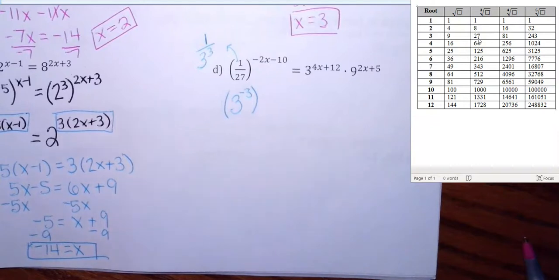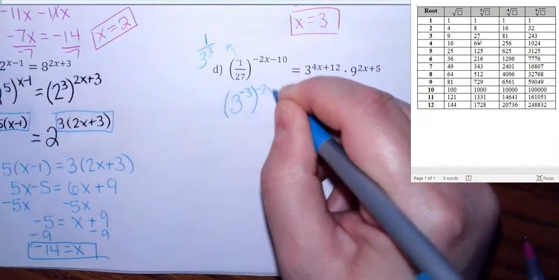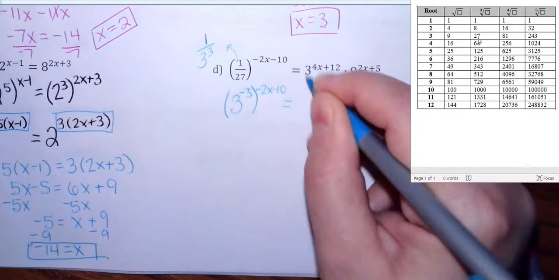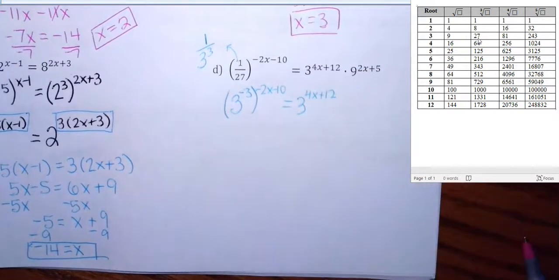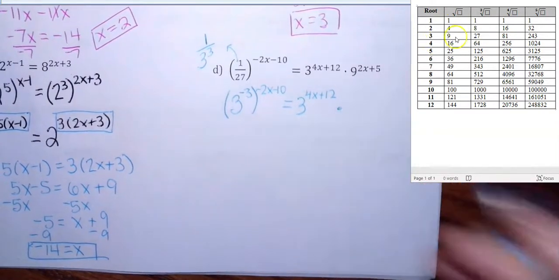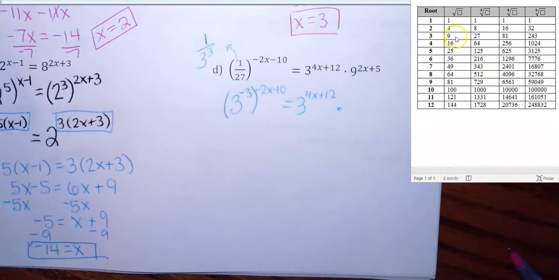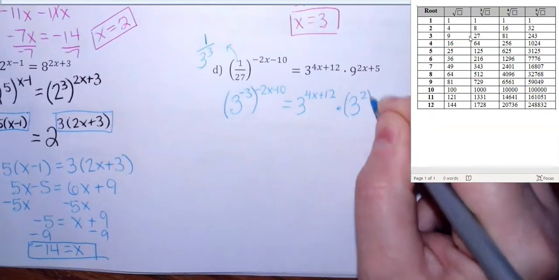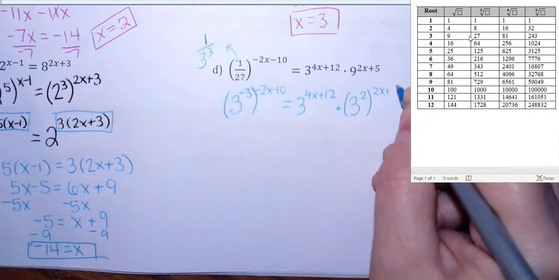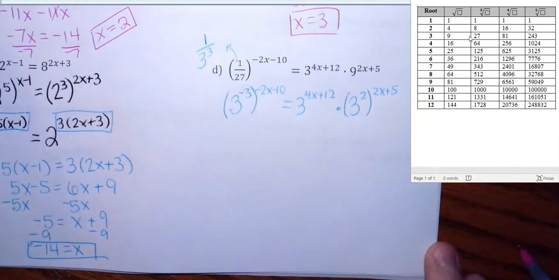Okay, so then we still have this 2x minus 10. Now, I'm going to leave this term, the 3 to the 4x plus 12. We'll just leave that alone because it already has a base of 3. 9, if you come over to your list of perfect squares, right there, 9's right next to the 3. In the second column, that means it's 3 squared.